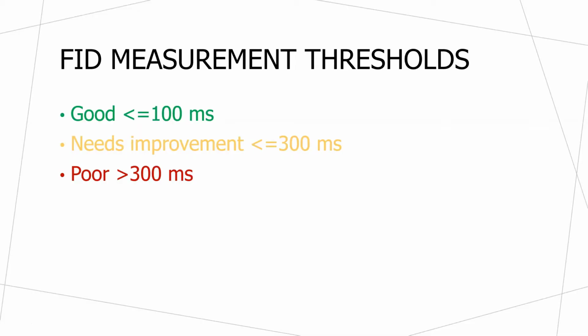There are 3 different categories for FID measurements. There's good, needs improvement, and poor. Good means that your website is responding to people's interactions within 100 milliseconds. The middle category of needs improvement means that your website is responding in more than 100 milliseconds, but less than 300 milliseconds. And then finally, there's poor, where your website takes longer than 300 milliseconds to respond.